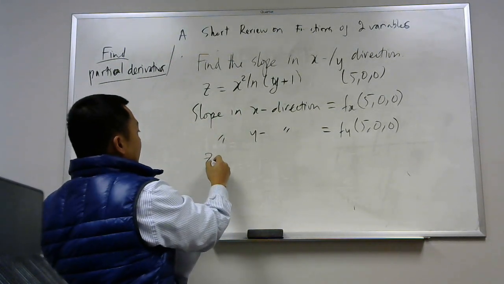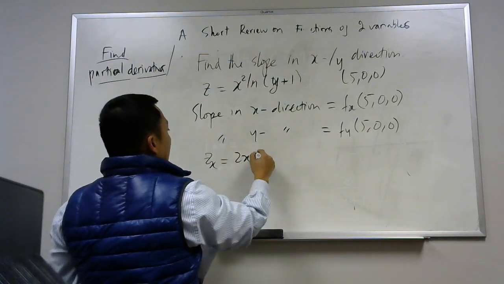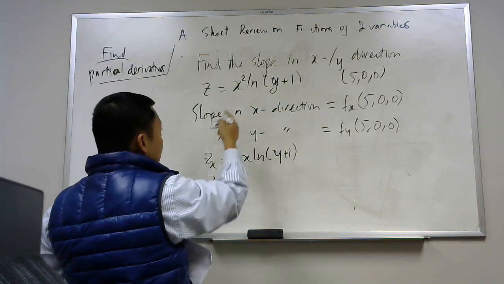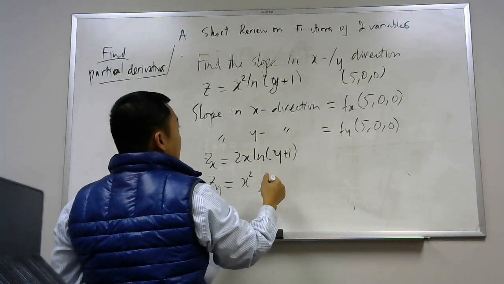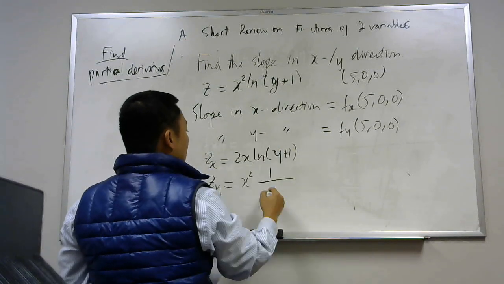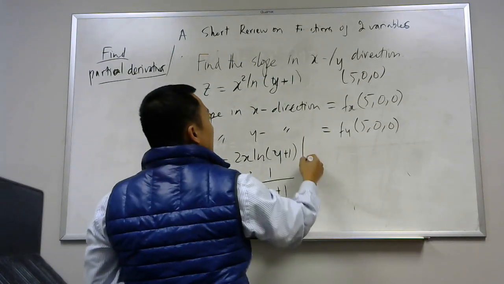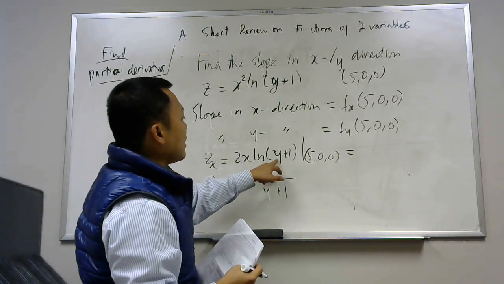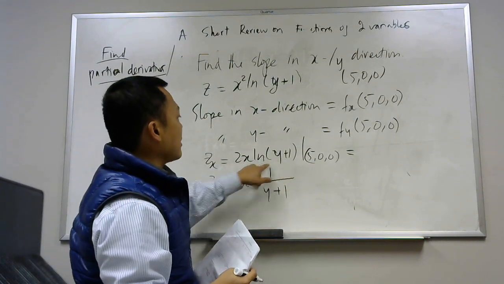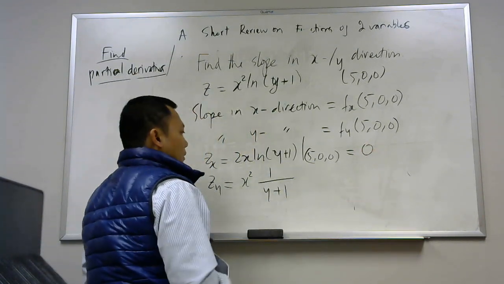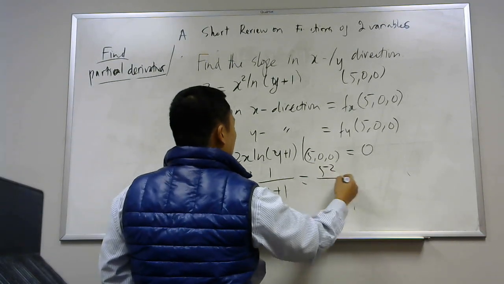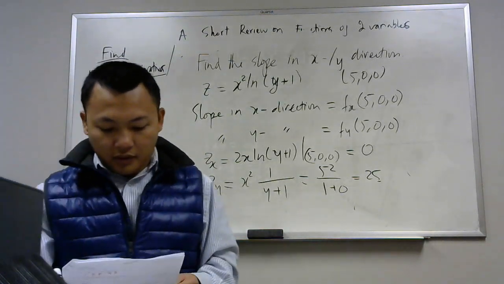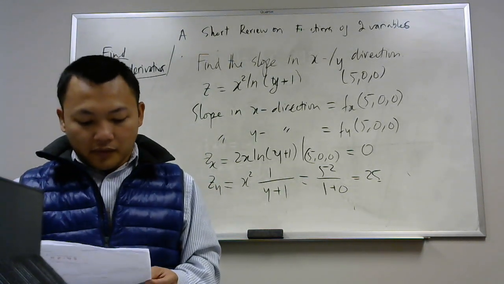into that. So you have zx equal to 2x ln of y plus 1. You have zy equal to x squared, and here we use the chain rule, but that is okay. Here we have y only, so this is y plus 1. And then you plug 5, 0, 0 into this. You get x equal to 5, y equal to 0. So y equal to 0, you get ln 1 in here, right? So you get 0. When x equal to 5, I have 5 squared over 1 plus 0, which is 25. So that is the answer. You know, such a problem you can solve really fast.